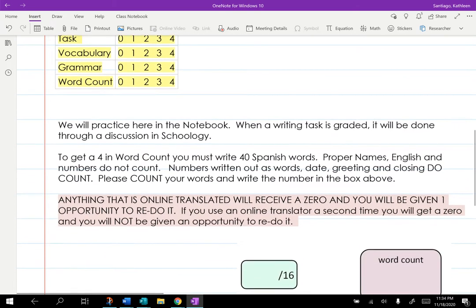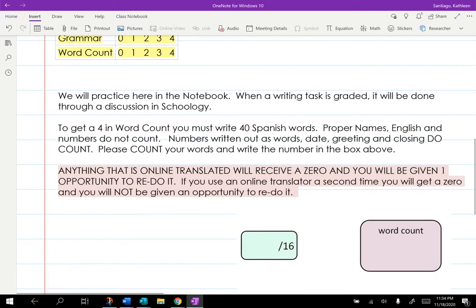This is a lot of information, but let's get down to the task at hand. It says, we will practice here in the notebook. When a writing task is being graded, it will be done through a Schoology discussion post. The reason we do it through a discussion post is I can put the rubric right in Schoology, and it's much quicker for Mrs. Santiago to grade it. No one else reads your post. You don't have to reply to other people.